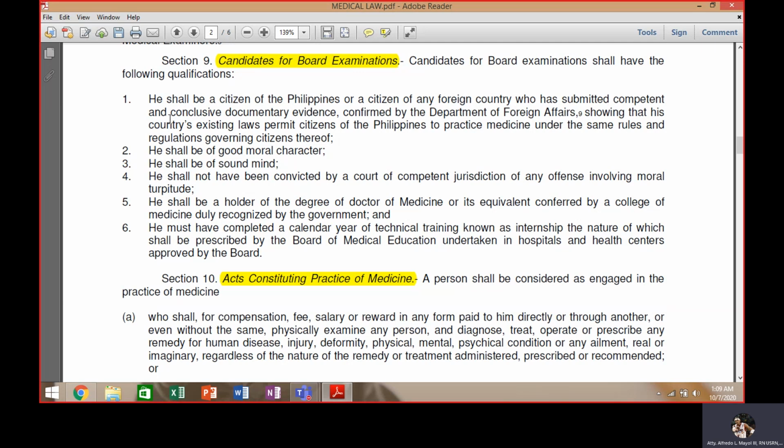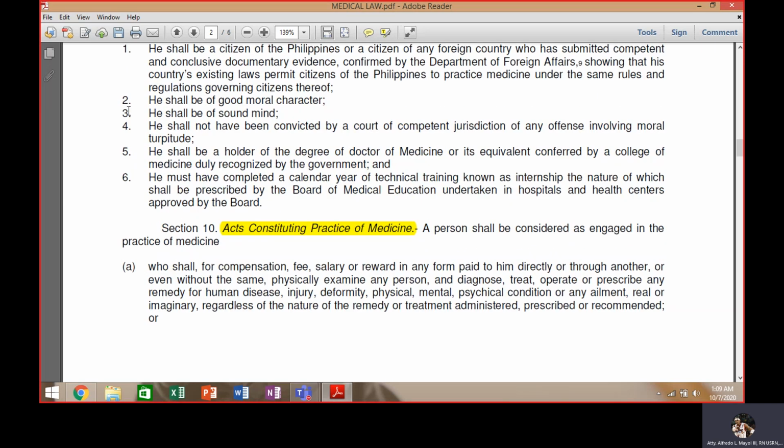So foreigners can take the examination here provided that they can present that the law of their country also allows Filipino citizens to practice medical profession. That is what you call the law of reciprocity. Okay? It is allowed in international law.